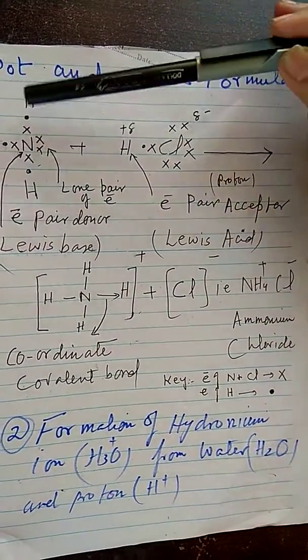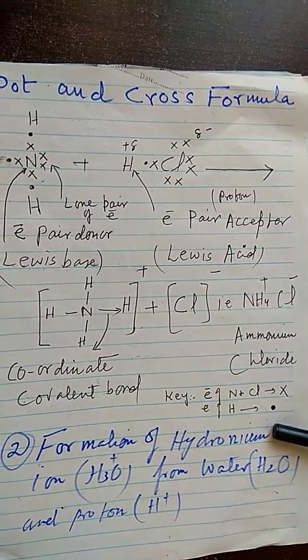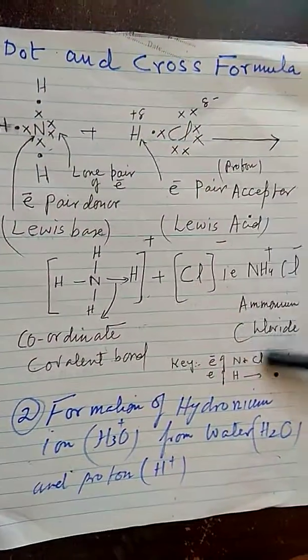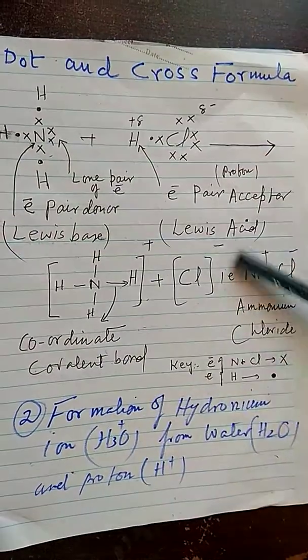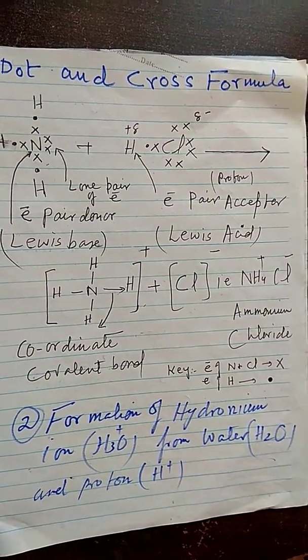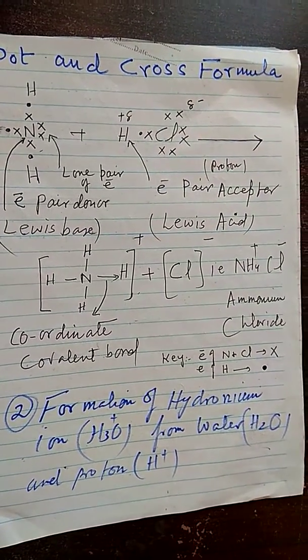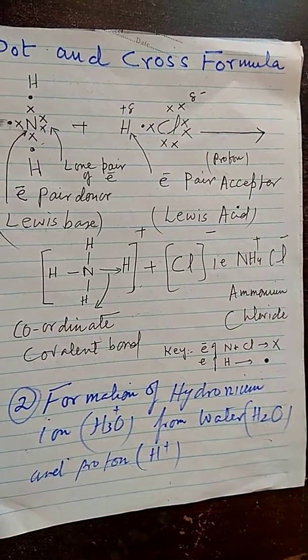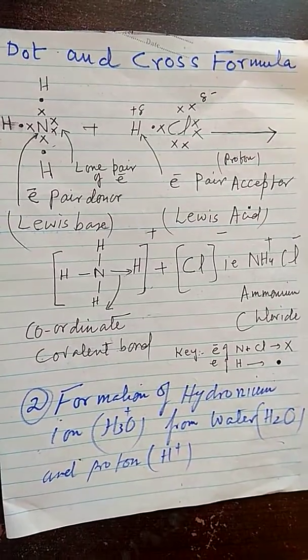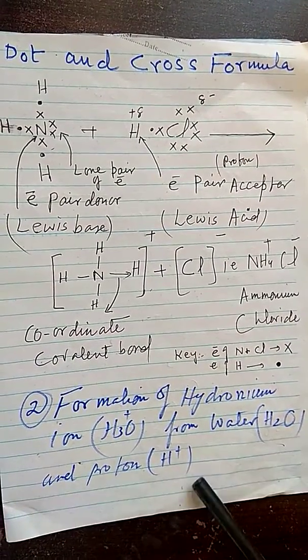Now the electrons of hydrogen are represented by the dot, and electrons of nitrogen and chlorine are represented by cross. Now you understand how, by the dot and cross formula, they combine. Now another example is the formation of hydronium ion. Hydronium ion, the formula you know, is H3O plus. Very easy, formed by the combination of water and H plus ion.